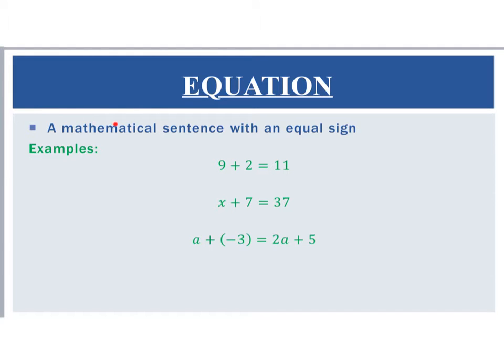An equation is a mathematical sentence with an equal sign. As you notice here, I have 9 plus 2 equals 11. This is our mathematical sentence, and there's an equal sign here in the middle. Down here, I have x plus 7 equals 37. Although there's a variable, it's still a mathematical sentence with an equal sign. And here, I have variables on both sides of my equal sign, but I do have an equal sign, so I still have an equation.